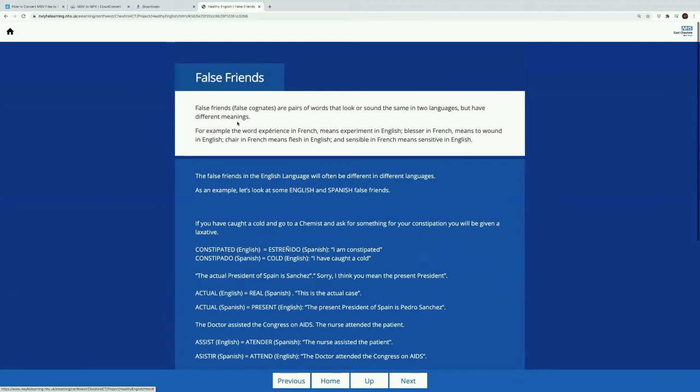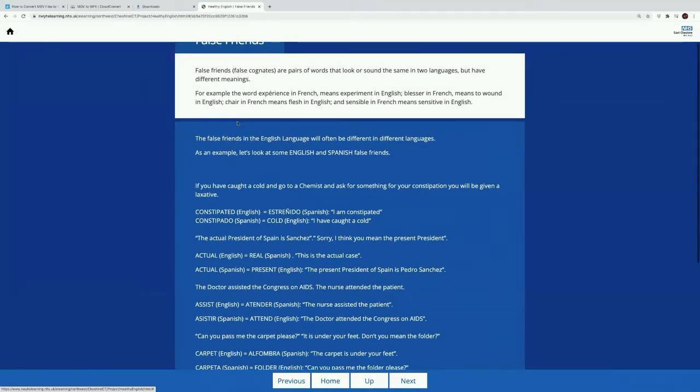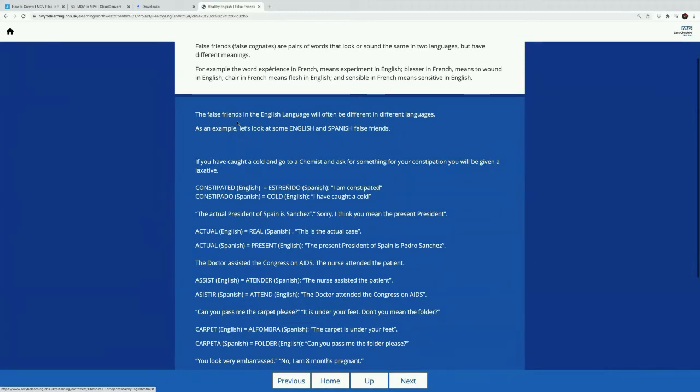False friends are words in one language which sound and look similar to those in another language, but which mean totally different things. For example, the word gift in English, meaning a present, means poison in German. And embarazada in Spanish, sounding rather like embarrassed in English, means pregnant in Spanish. Another one from Spanish, constipado in Spanish means a cold in English.